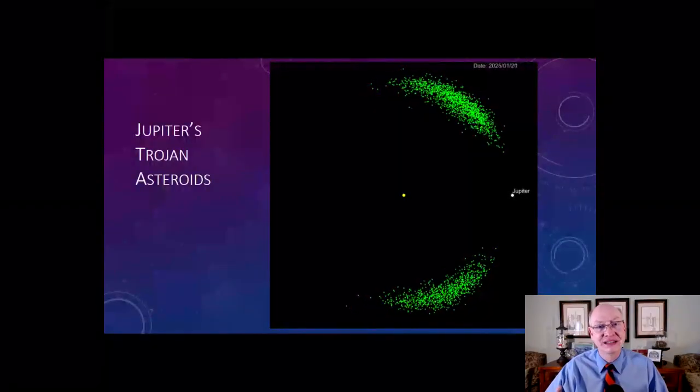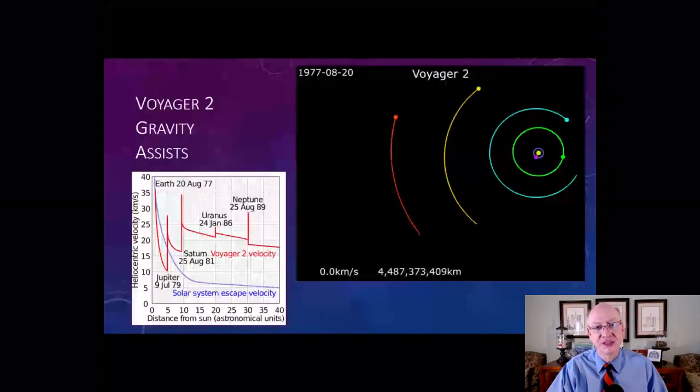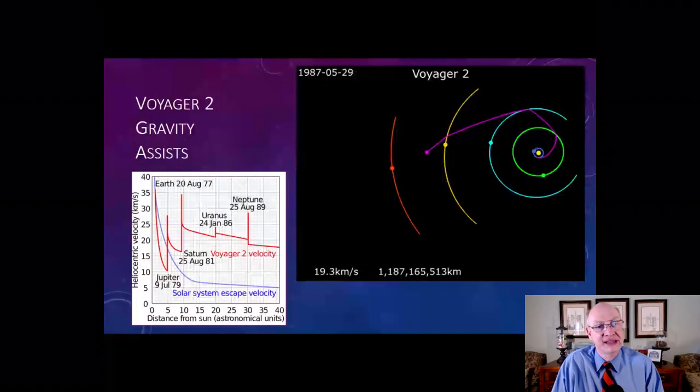So that is a little bit about the Lagrange points. The last thing I'll mention about orbits is using gravity assist maneuvers. Sometimes when we're sending a spacecraft to the outer solar system, we want it to get there more quickly. And what we can do is use the gravity of Jupiter especially to speed it up.